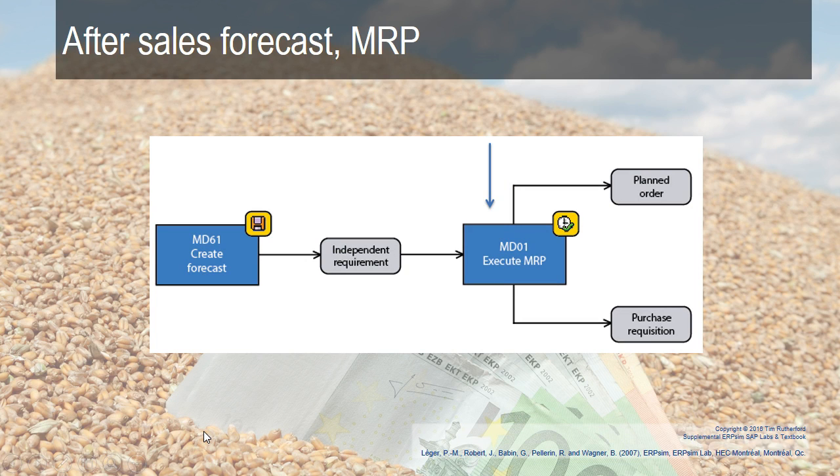Once you have the forecast in place, again, this doesn't do anything, you're just setting it. You're telling it this is a variable that you are setting. Once you have set this, then you can start planning your procurement and planning your production.